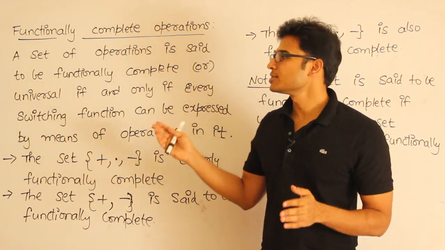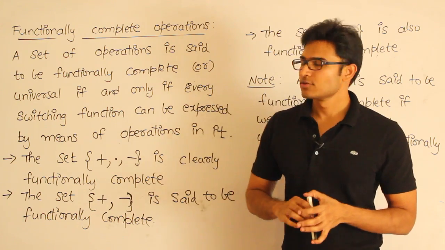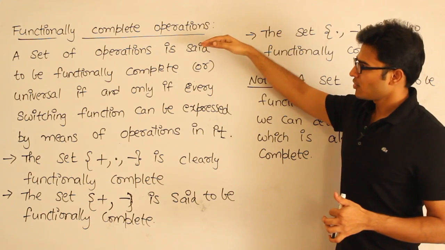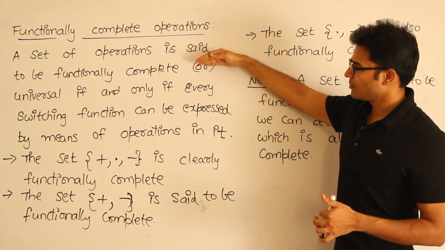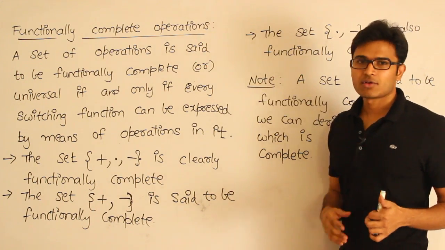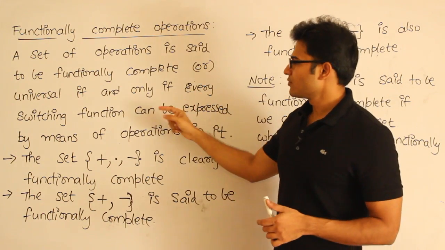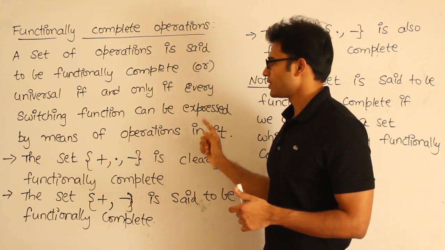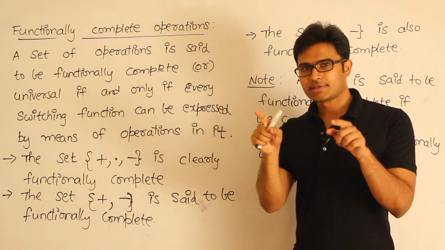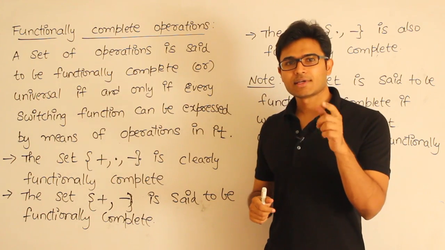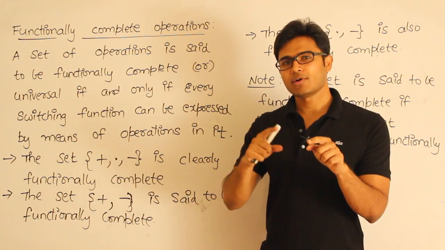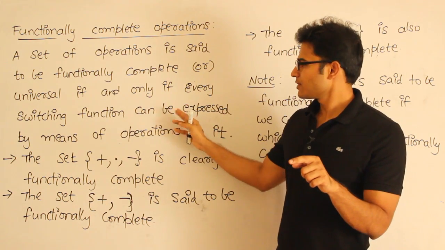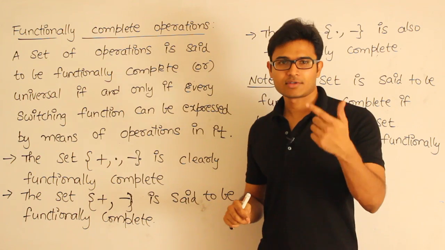For that, we are going to use this theory, functional completeness. A set of operations is said to be functionally complete, also called universal, if and only if every switching function can be expressed by means of the operations in it. So let us say you have manufactured a set, and that set of operations can perform every operation, which means every function can be expressed using only that. Then we can say that it is functionally complete.